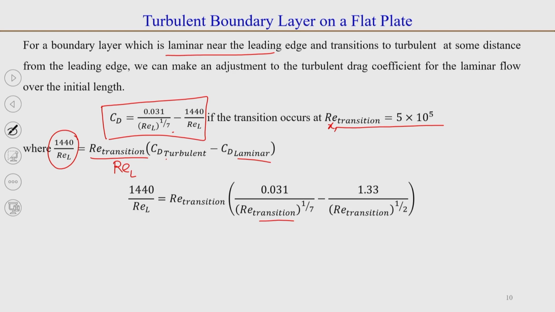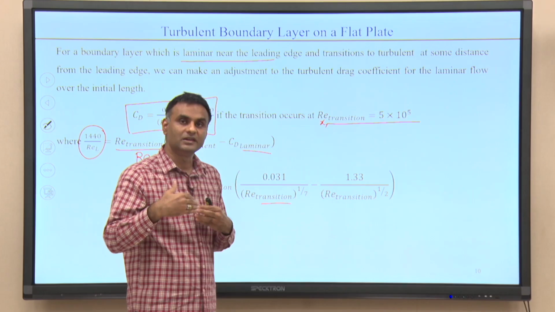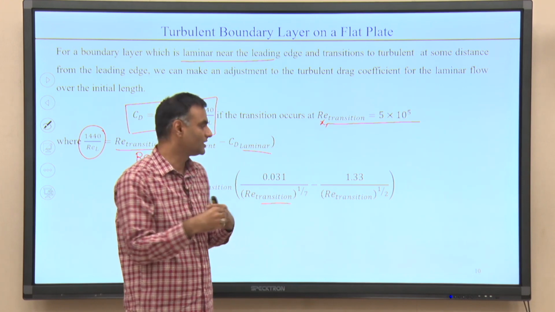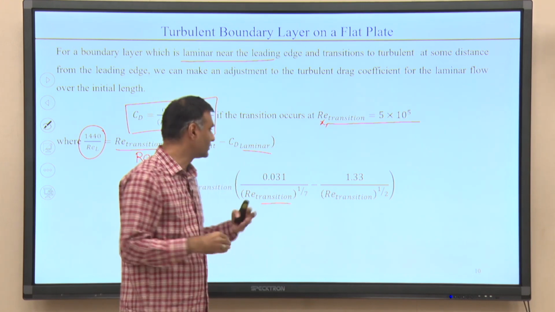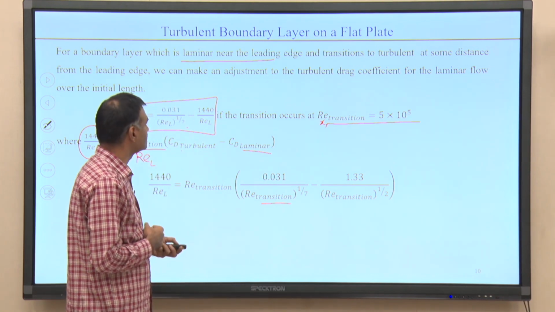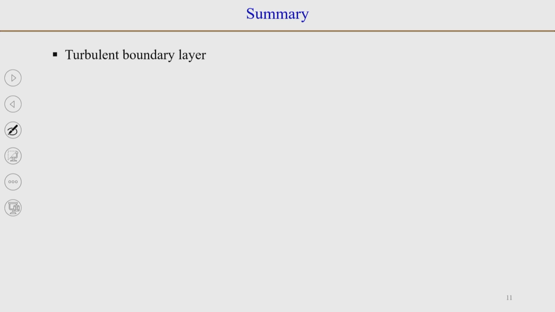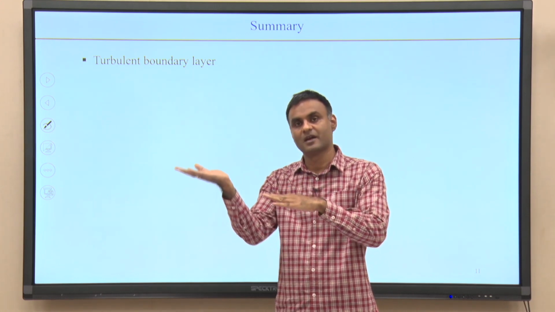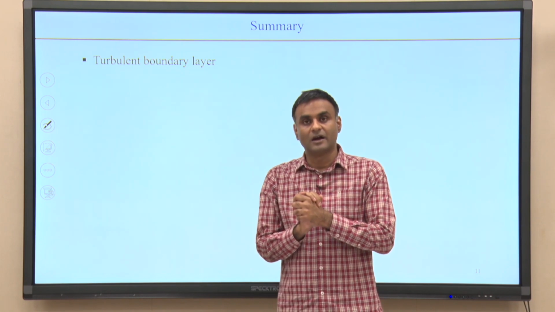So, we could use that to take into account that in the initial length the flat plate has a laminar boundary layer and then it has a turbulent boundary layer, and the drag coefficient can be calculated using this. Okay. So, what we have done today is we looked at the turbulent boundary layer. We discussed that the turbulent boundary layer grows faster, it is thicker, and you have different regions: the viscous sublayer and the outer layer.